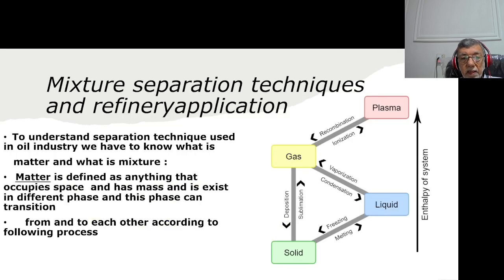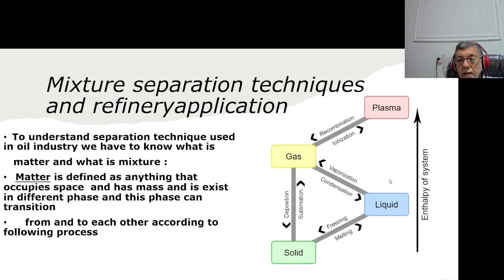So to understand this topic, or how to separate the mixture in oil refineries, what is the technique used in the separation of mixture in refineries and the oil industry, we have to know first what is matter and what is mixture. Matter is defined as anything that occupies space and has mass, and it exists in different phases, and these phases can be transitioned from and to each other according to the following process.